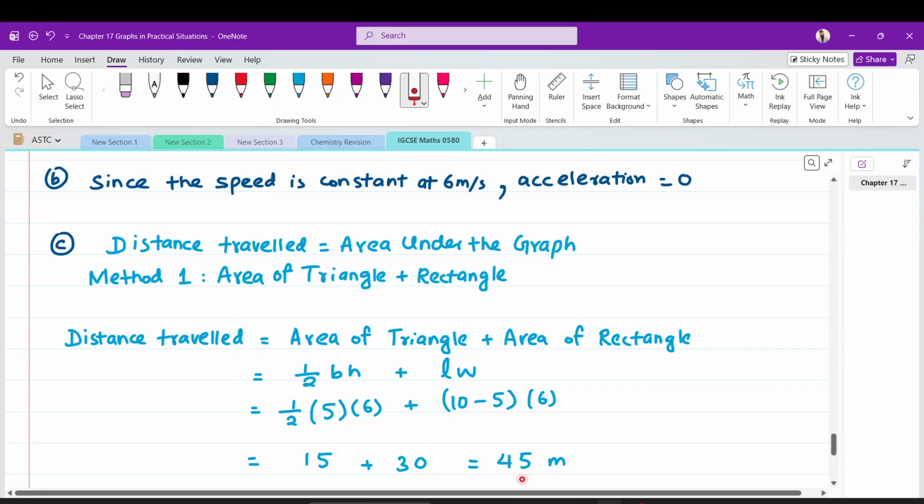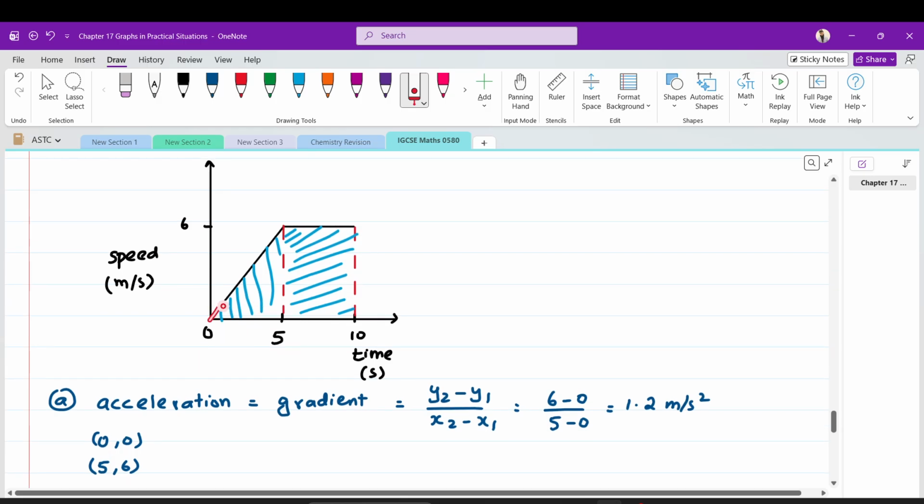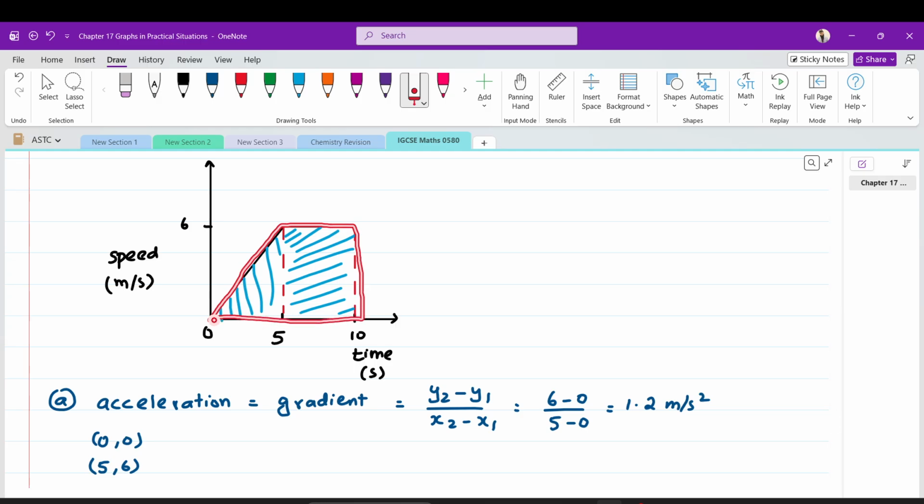Okay. Now, for this particular question, this is a bit of a hassle because you need to work out the area of the triangle separately and then work out the area of the rectangle and then you have to add them, right? Sounds like too much work. Okay. What we can do instead is, if you can recognize that this shape is actually a trapezium. Okay, this whole shape is a trapezium. If you remember the formula for the area of a trapezium, which you should remember, then you can easily work this out.